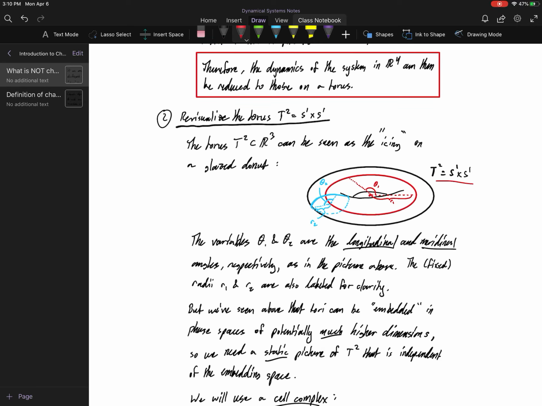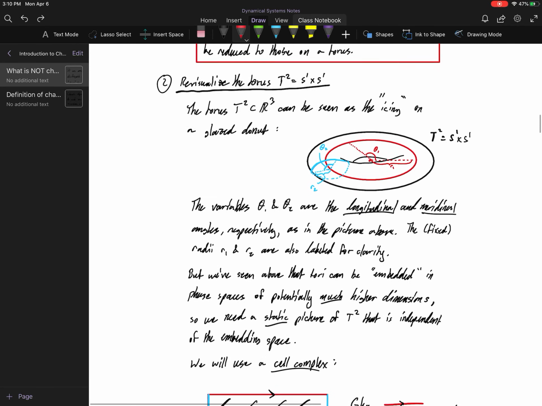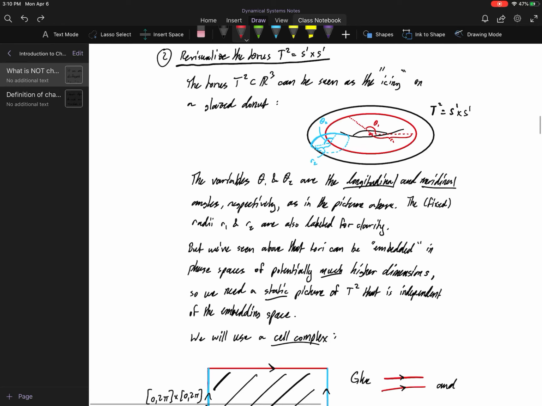And since we have 2 degrees of freedom here, both of which sit on a circle, we have S1 cross S1 as the defining space, or this is what we call a configuration space, so to speak. So the fixed radii are labeled on that diagram, but you don't have to worry about them for right now because they are both fixed. But we are seeing here that this torus is embedded in 3 dimensions, right? It is a 2-dimensional object. I really want to stress that.